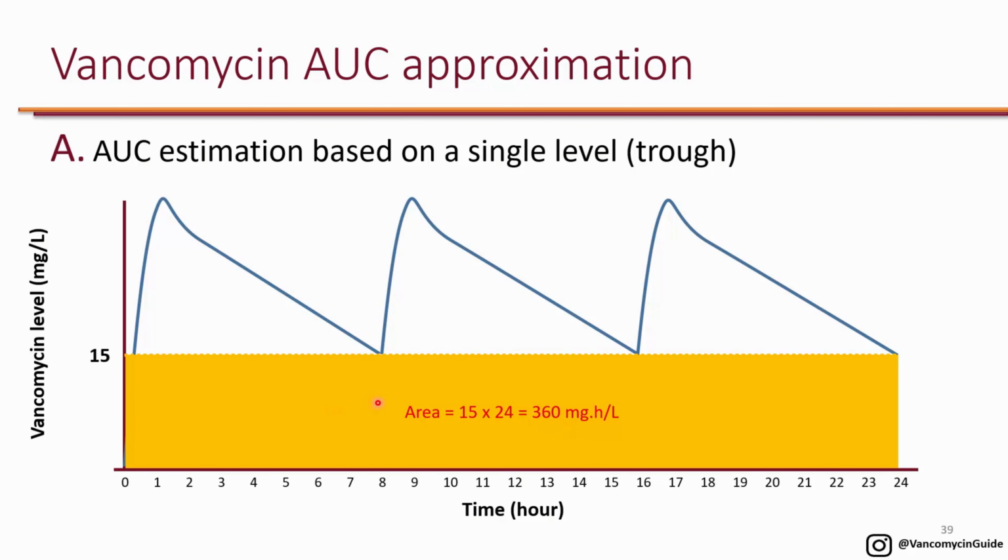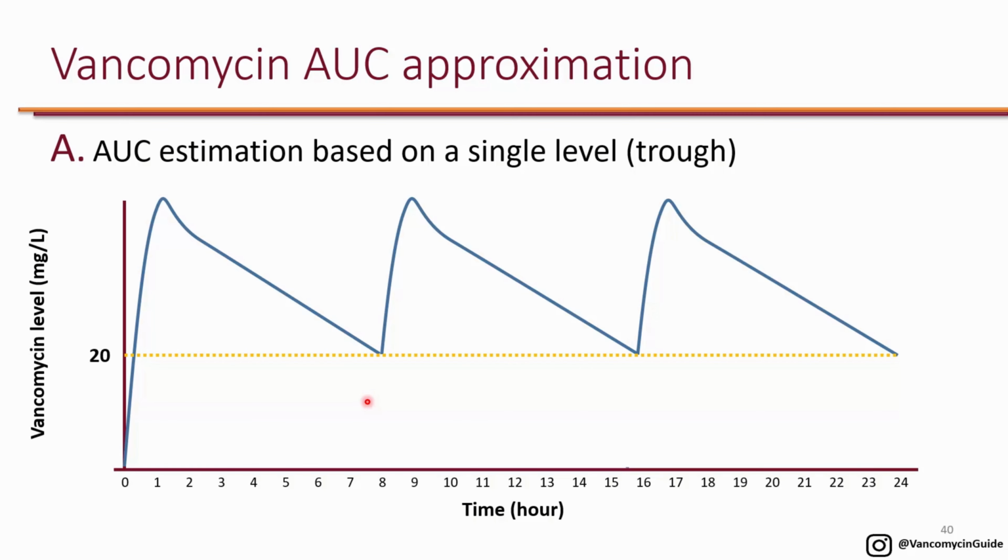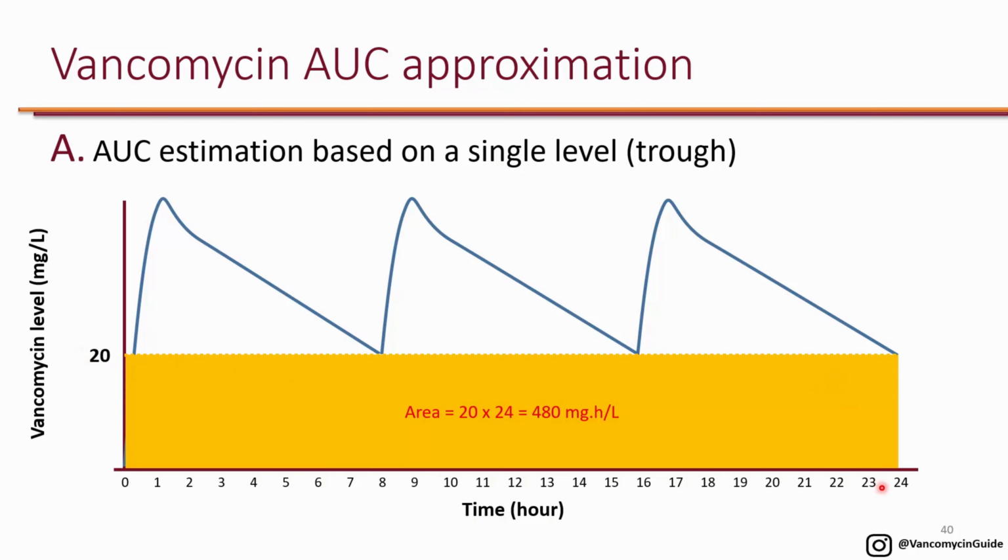You can be confident. Now, if you have a trough of 20 times 24, it's at least 480. So you definitely have achieved an AUC of at least 400, because you also have all of these areas. At the very minimum, you have 480 plus all of these. So a trough of 20 is overkill. You definitely achieved an AUC of more than 400.